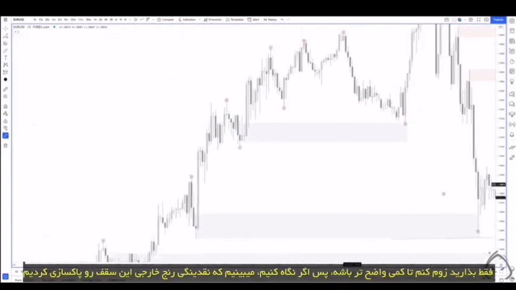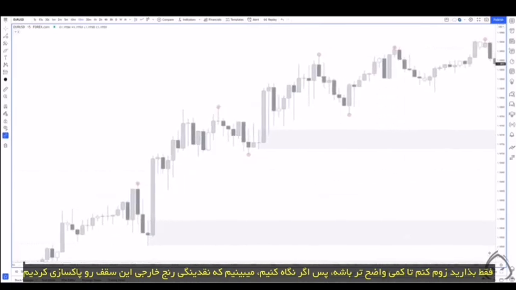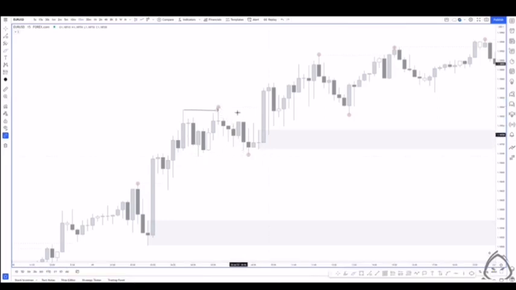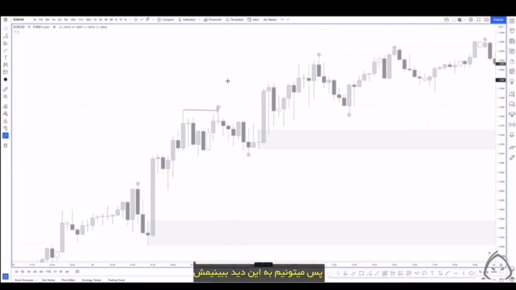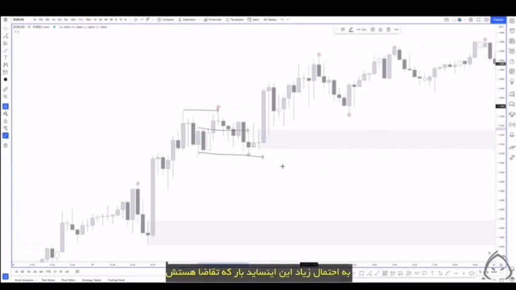So let me just zoom in to make this a little bit clearer. What we can see is we took out the external range liquidity of this high, and then we got our pullback. We can say that on a lower time frame, this would more than likely be a break of structure. So we can start to look at it in that lens. Where did we break structure, or where did that come from? More than likely this inside bar, which would be a demand zone.